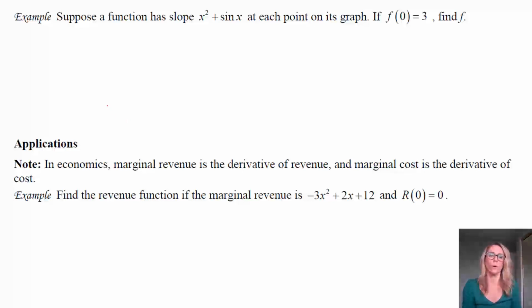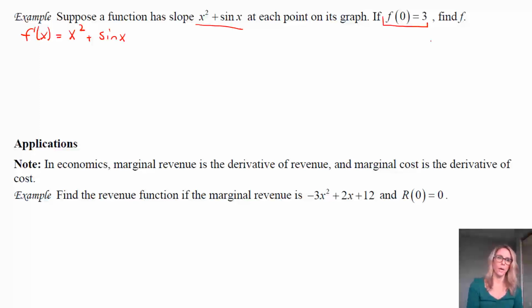All right, last one, and then we will do the rest in part 2. So suppose a function has slope x squared plus sine x at each point on its graph. If f of 0 equals 3, find f. You're welcome to go ahead and pause this if you want to try to find the answer. The only thing you would need to know is that if it's telling you that a function has a certain slope, that is, by definition, the derivative. So we're really just being told here that f prime of x equals x squared plus sine x. And then you can find your antiderivative, use your one initial condition, because it's just one derivative here, and find the original. So go ahead and try that if you'd like, and then come back.